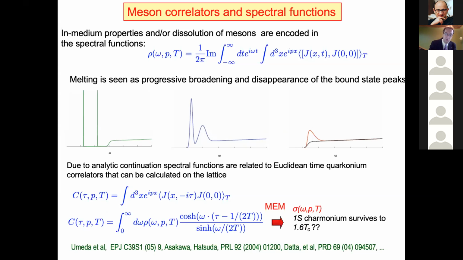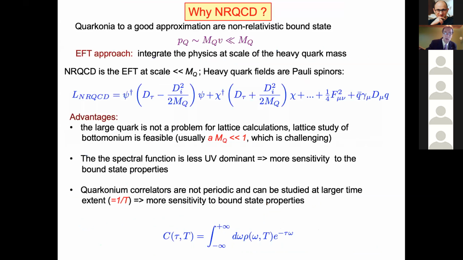Of course, a lot of effort went on in the past 20 years trying to invert this integral transformation, and from the given lattice result on the correlation function, get some estimate of the spectral function, which should then encode the quarkonium properties, in particular bottomonium. Okay.